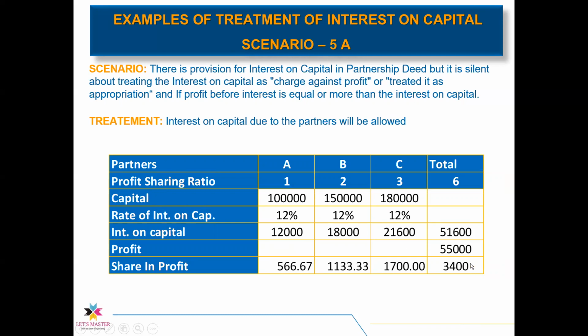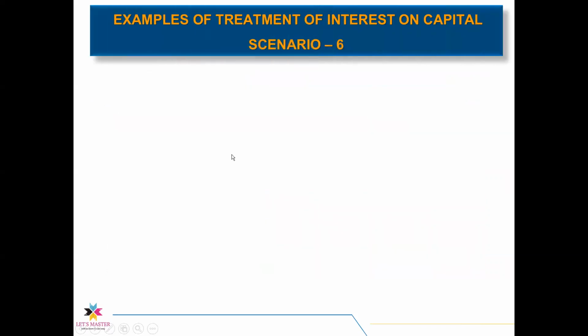The balance amount, that is 3,400, that means 55,000 minus 51,600. The balance amount, that is 3,400, that would be distributed among the partners in their profit sharing ratio. So here now, for distributing the profit, we are considering the profit sharing ratio, that is 1:2:3, and not the interest on capital ratio. So please be careful about this.